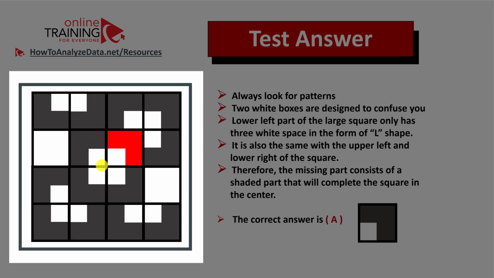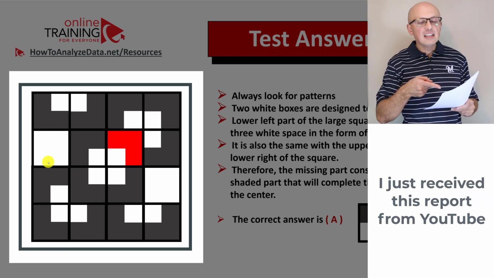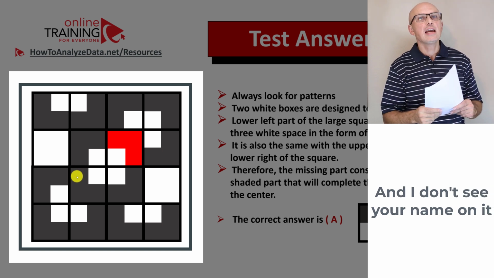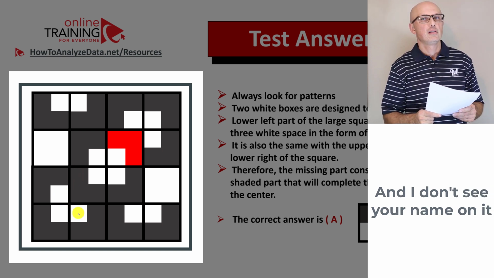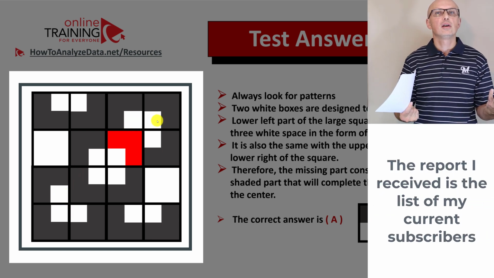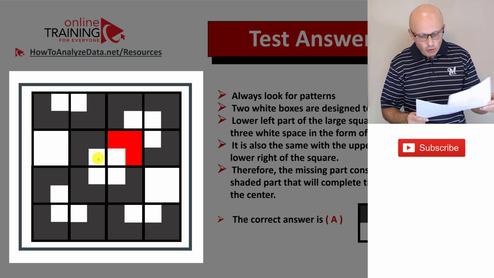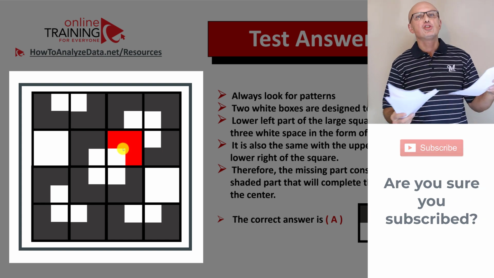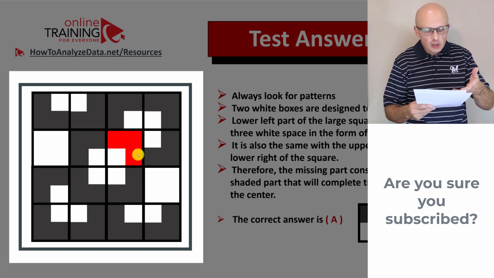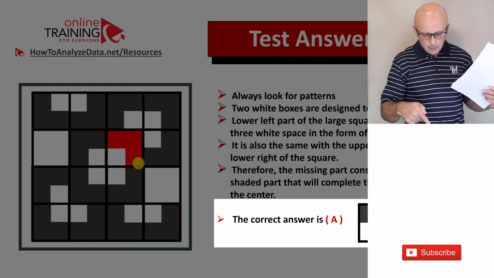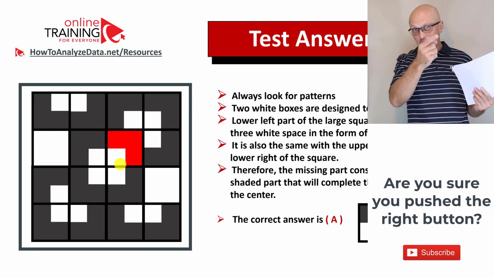A couple of important considerations when answering this question. 2 white boxes are designed to confuse you. The lower left part of the larger square only has 3 white spaces in the form of an L shape. A similar symmetrical pattern follows in the upper right corner. This is why the missing part consists of the shaded part, which completes the square in the center. So the correct answer here is choice A. Hopefully you've nailed this question and now know how to answer similar problems on the test.